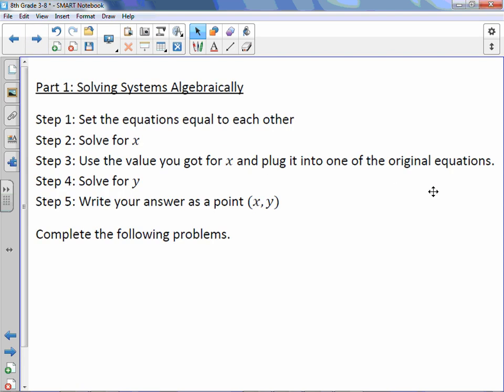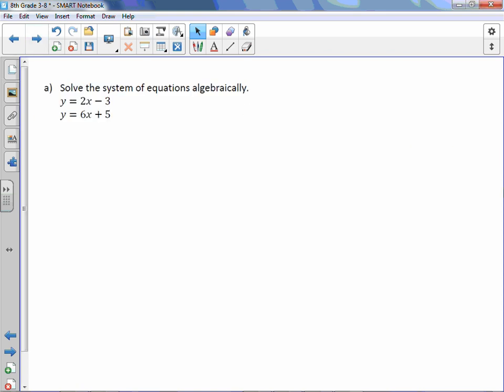Set the equations equal to each other. Solve for x. Use what you got for x and plug it into either equation to find your y. And then you write your answer as a point, x comma y. So let's go through a couple of these together.